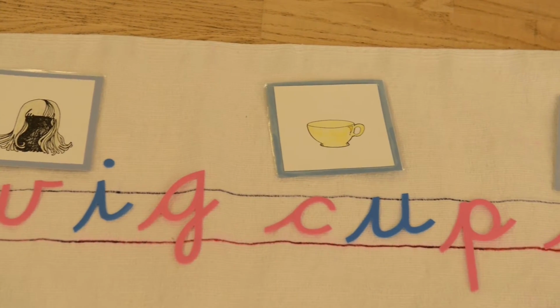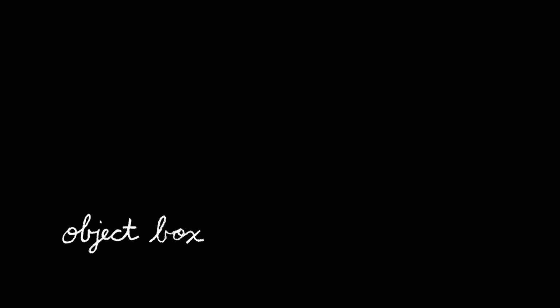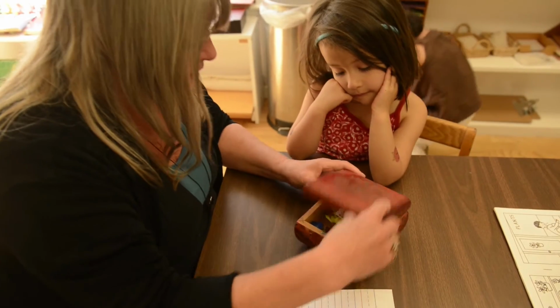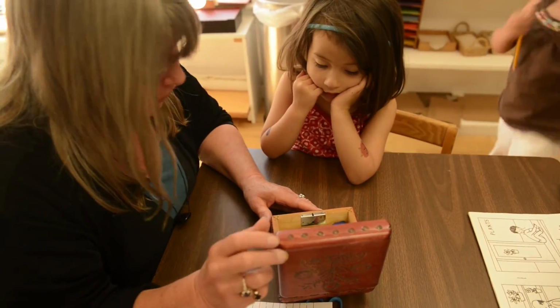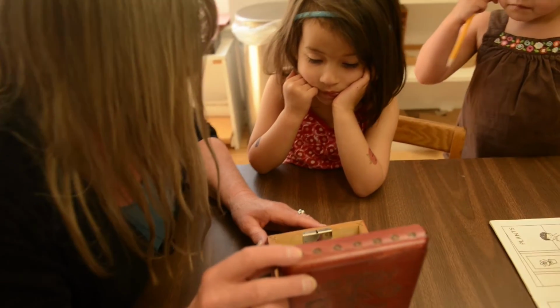After the child's been working with the movable alphabet for six weeks, two months, something like that, depends on the child, we have a very special material called the object box. This is the object box. And I have some special objects in here. Would you like to see some of them?